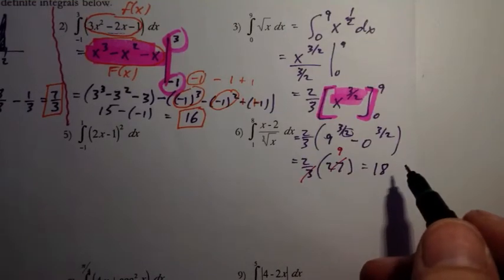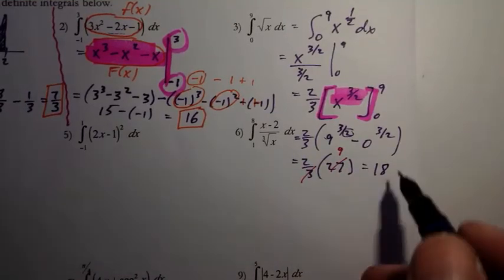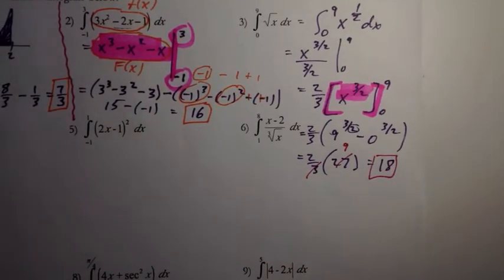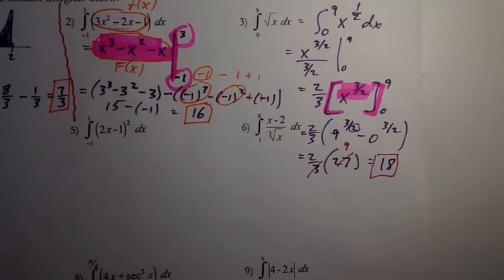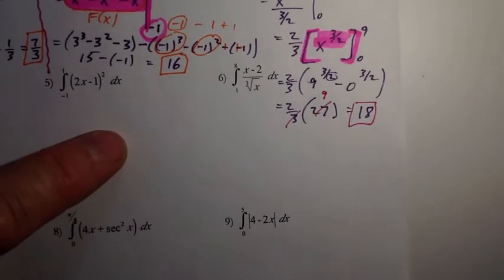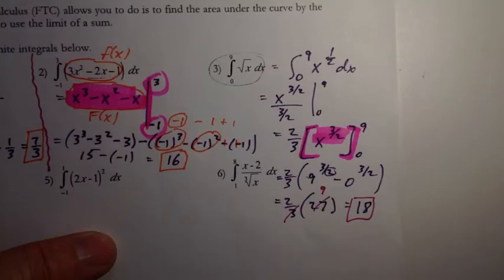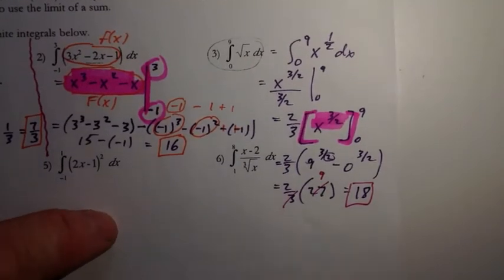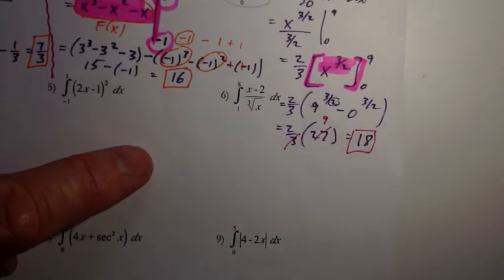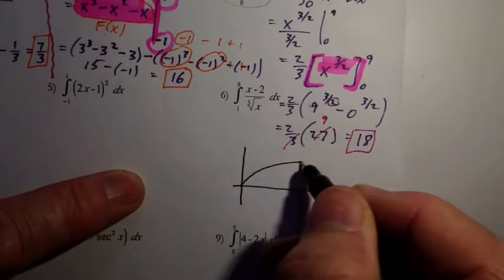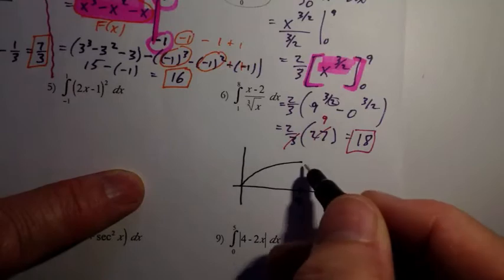Okay, so that's kind of an interesting concept, that we can even find the exact area, and it's not a bad area. It's an easy, nice whole number there. If we look at this problem up here, what we're really doing is we're finding the area between the curve radical x and the x-axis on the interval from 0 to 9. So that's kind of a cool thing.